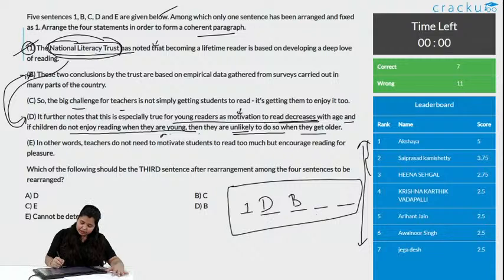The other is, now we have two blanks remaining to fill. After B, can you find a correlation in any other thing? Yes. We got the survey carried out in many parts of the country. So, these two conclusions by the trust are based on empirical data gathered from surveys carried out in many parts of the country. So, they have carried out a survey in many parts of the country.